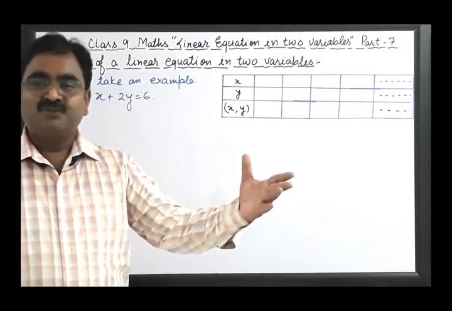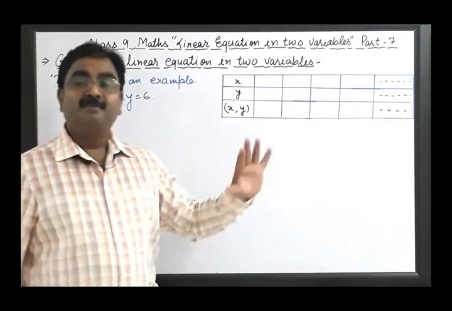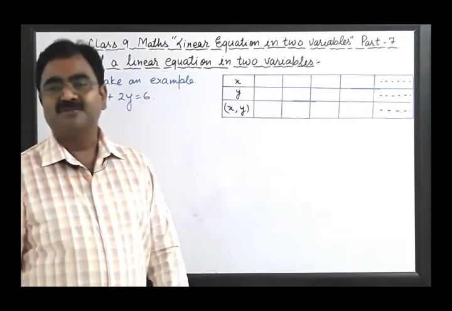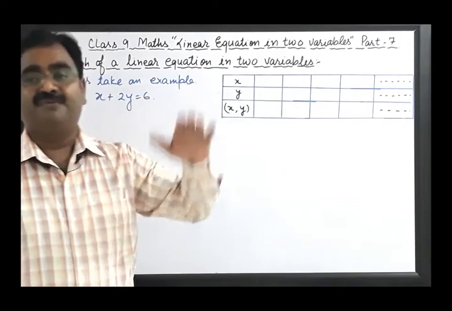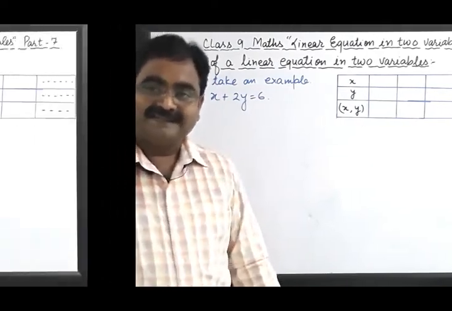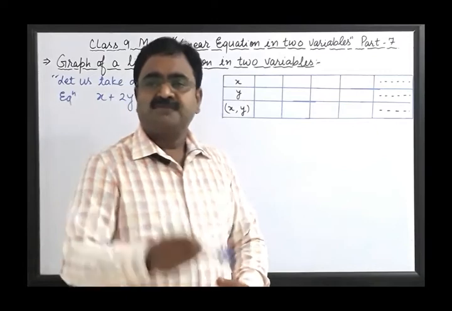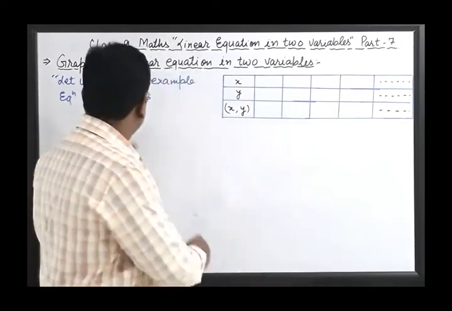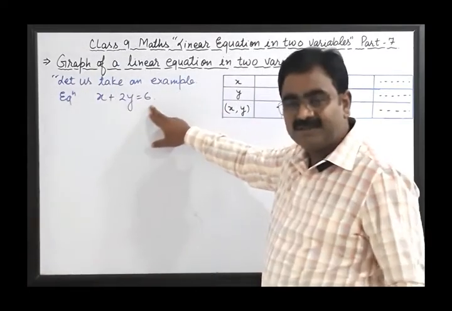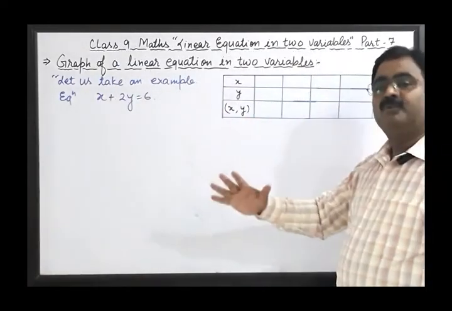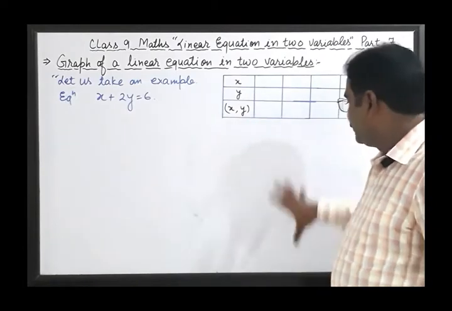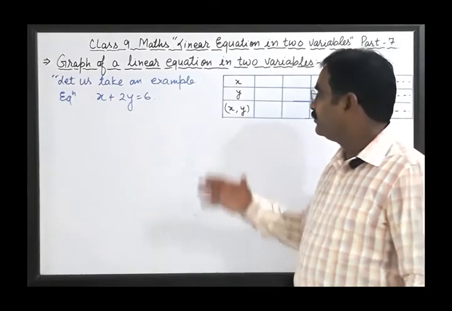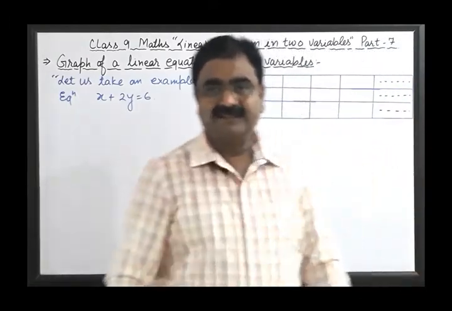So children, let us start. Let us start finding our solutions, and after finding the solution we have to draw the graph of it also. Okay? Okay children, so let us find few solutions of this linear equation x plus 2y equals 6. After getting the solution, we have to plot those solutions on the Cartesian system and we will get our graph. Is that okay children? So we start finding the first solution.